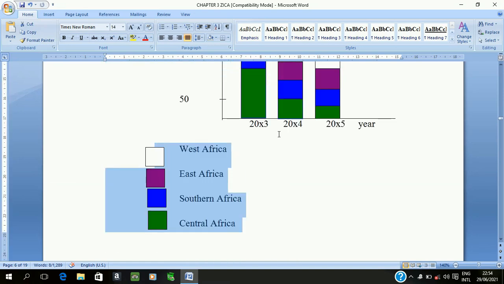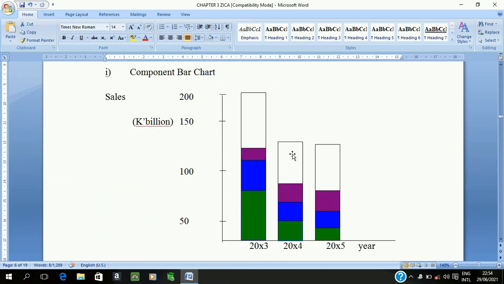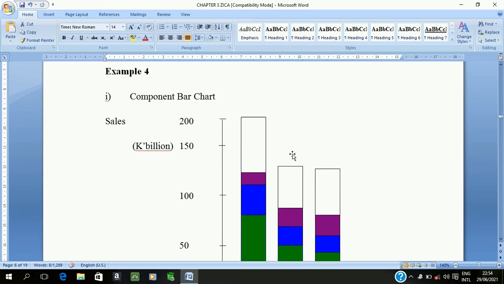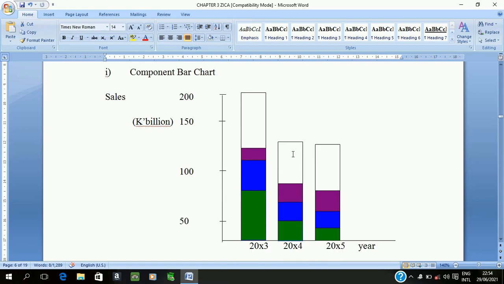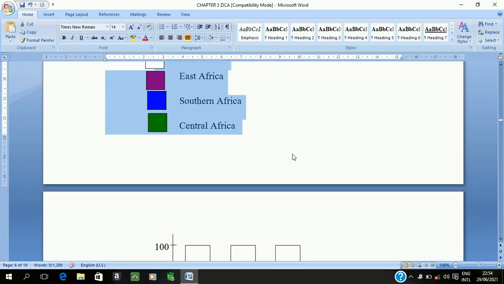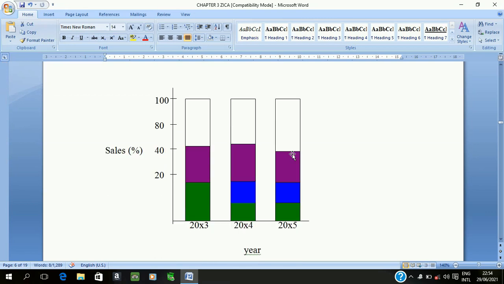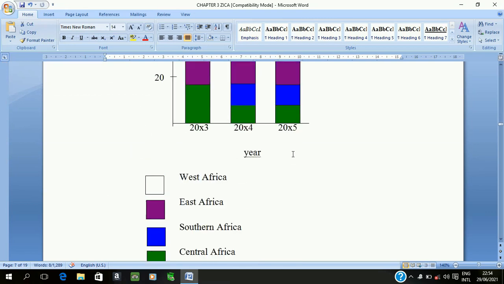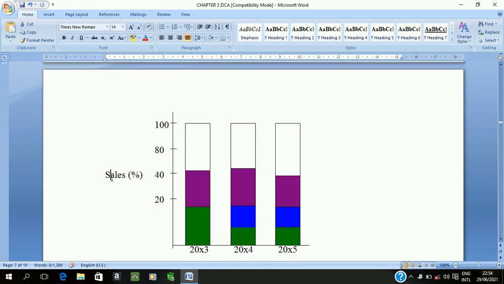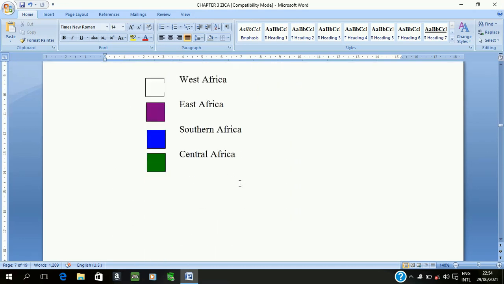Now, we can present component bar charts in 2 ways. Number one, it's a component bar chart that reflects actual values. Secondly, you can do a component bar chart that reflects percentages of the value. So we have the percentile component bar chart and just the component bar chart that shows actual values. So the next one there is sales are shown as a percentage of the total. So if you're showing as a percentage of the total, of course, you have to go up to 100%, which is the maximum you can ever have.